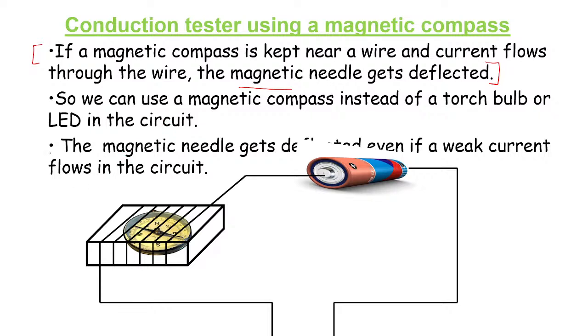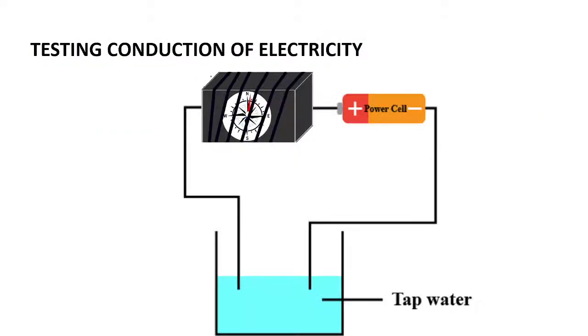So a magnetic compass can be a very good replacement for a torch bulb because it will get deflected even if a very weak current is flowing through the circuit. So for the conductivity of liquid, we can use a magnetic compass or LEDs or a torch bulb. Now let us do the conduction test for liquids. Testing conduction of electricity for liquids.